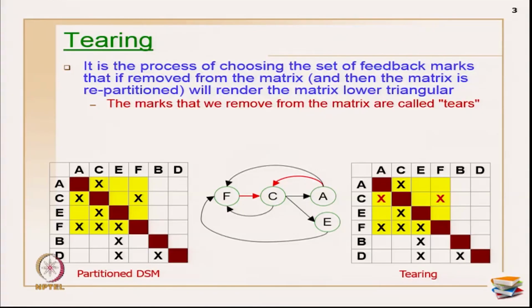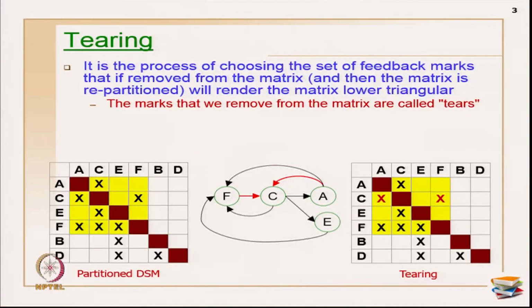So let us see. It is a process of choosing a set of feedback marks. Primarily, feedback is the name given to x marks which are above the diagonal, and feed forward marks are the name given to x marks which are below the diagonal. If I take this example, all these x's are feed forward, and these two are called feedback marks. You have to choose a set of a few marks. If you start choosing all x marks, then you may have to repeat everything every now and then. So you have to make the number of tear marks as few as possible, as minimal as possible.